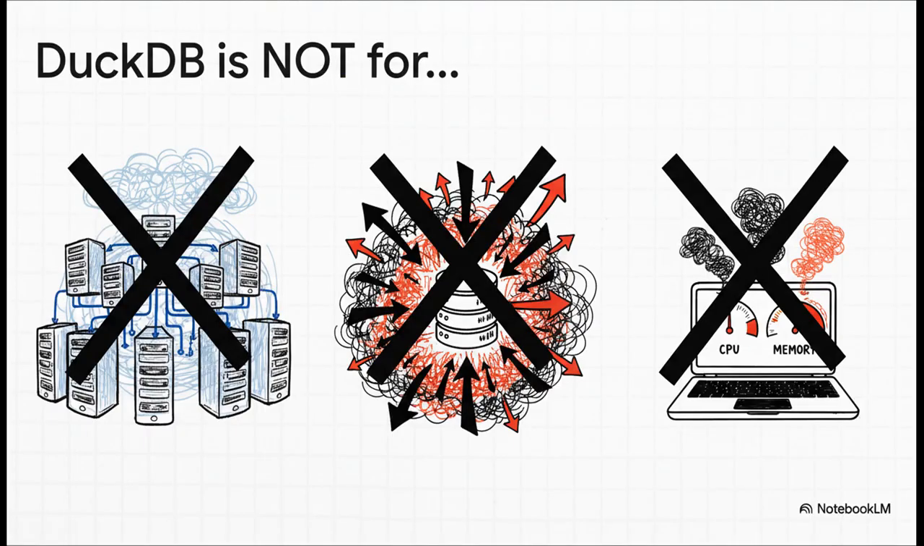So here's the bottom line. DuckDB is a single node engine. It lives and dies on one machine. It is not a replacement for a distributed system like Spark when you're dealing with petabytes of data across a whole cluster. It's also not built for those heavy transactional systems where thousands of people are trying to write data at the exact same time. And of course, it's limited by the RAM and CPU of your laptop. It's an incredible tool, but it's for a specific and very common job.